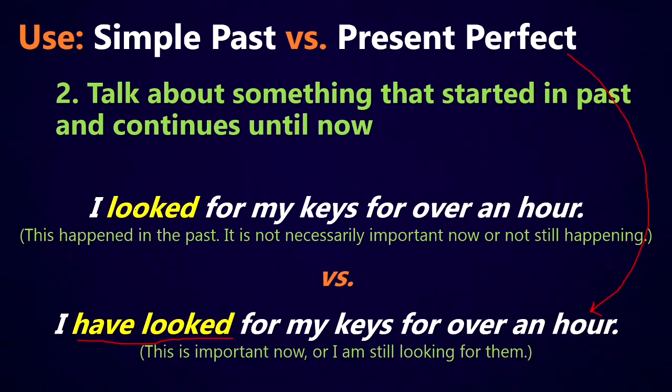If I say I looked for my keys for over an hour, past simple, then that means this happened in the past and it is not necessarily important now or not still happening. So there's not a very, very big difference between these two, but this one here carries a little bit more meaning to it. I've looked for my keys for over an hour. That means that it's still important now or I'm still looking for them. I looked for my keys for over an hour. This happened in the past, but I'm not saying anything more than that.